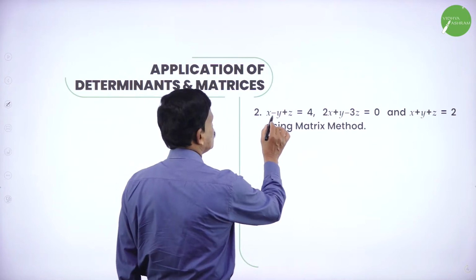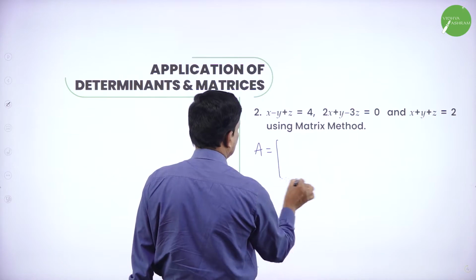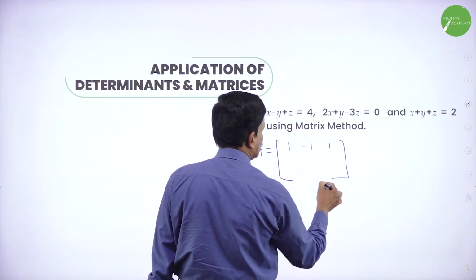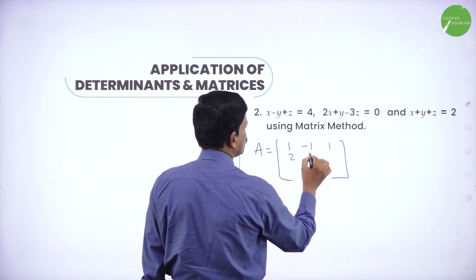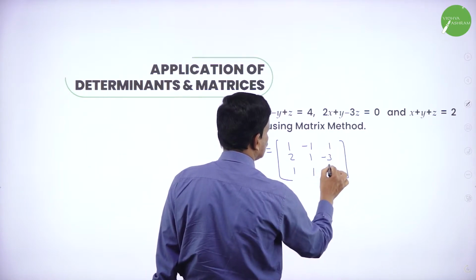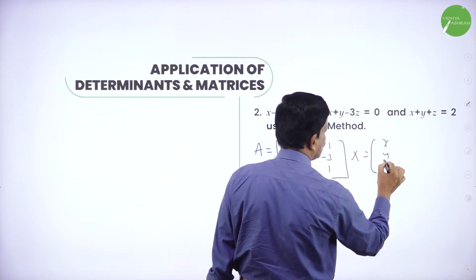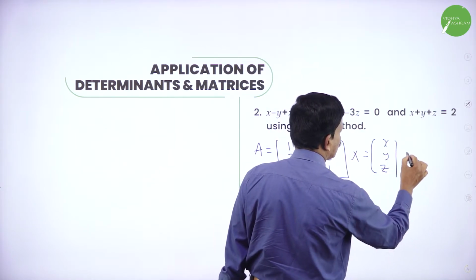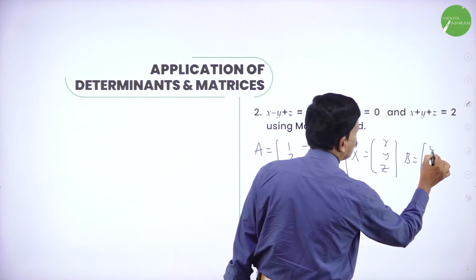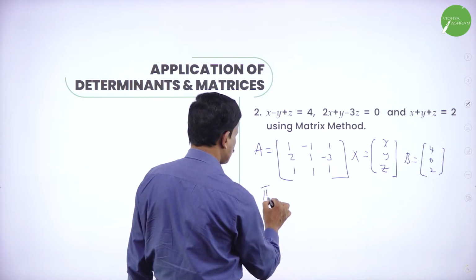So let us check, it is in order x, y, z, x, y, z, x, y, z. Now write down the matrix A. Coefficient of x is 1, y is minus 1, z is plus 1. Again, coefficient of x is 2, y is 1, z is minus 3. Coefficient of x is 1, y is 1, z is 1. Now X is the column matrix x, y and z, and the constant matrix B is equal to 4, 0, 2. Now what is the solution?